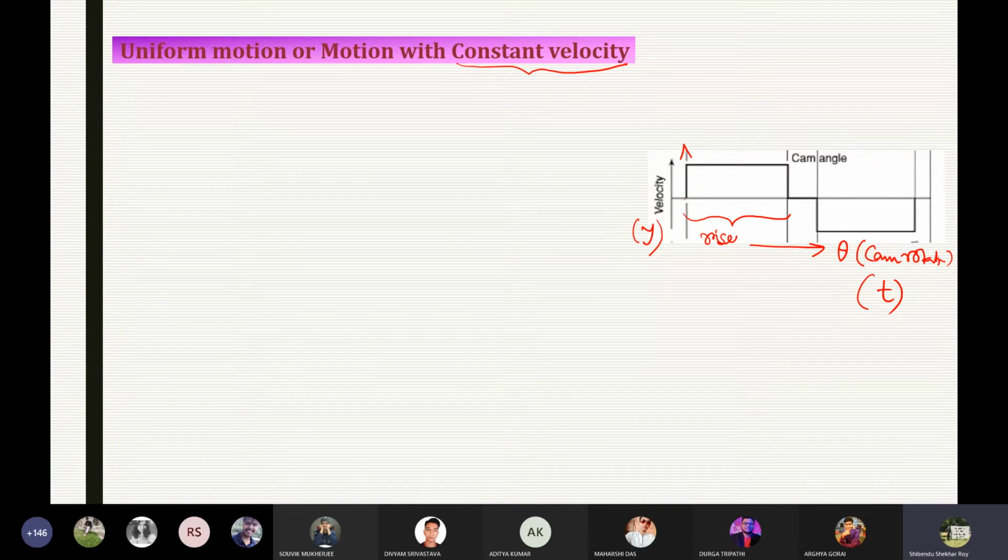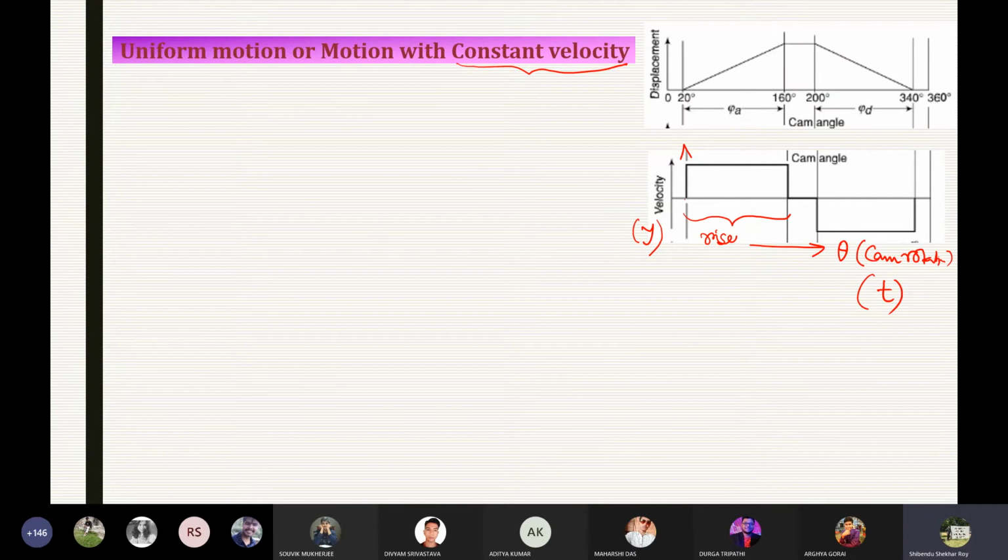Linear. It will be an inclined straight line. It is the incline, a straight line. Up to the rise portion, it will be a straight line. Clear? Up to the rise portion I'm talking about now. So it will be the straight line like this. Is it okay? Yes, sir. Displacement diagram will be this.